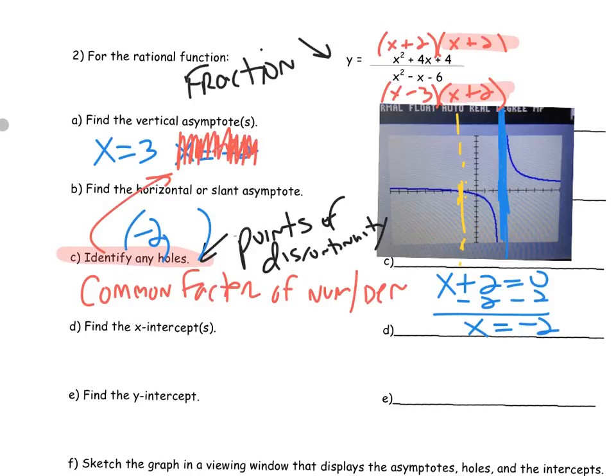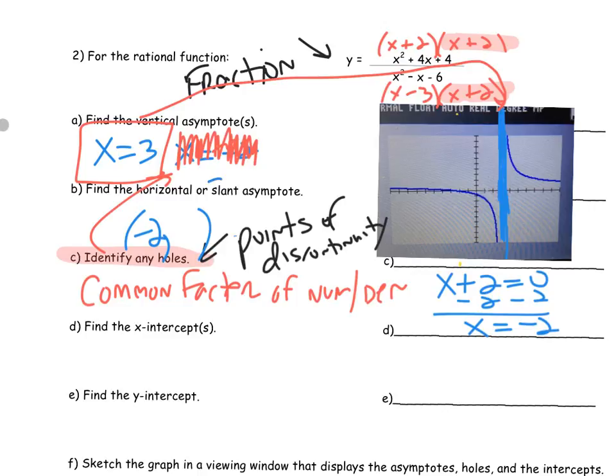So that's why you might want to go about finding the holes first when you go about graphing a rational function. Here, this graph is only going to have one vertical asymptote at x is equal to 3. But x is equal to negative 2 is not going to be a vertical asymptote. Instead, it's going to be a hole. So here I have a hole at the point negative 2 comma something.